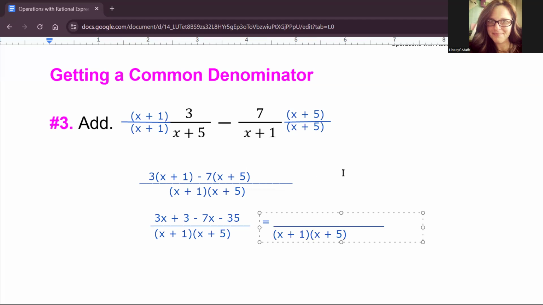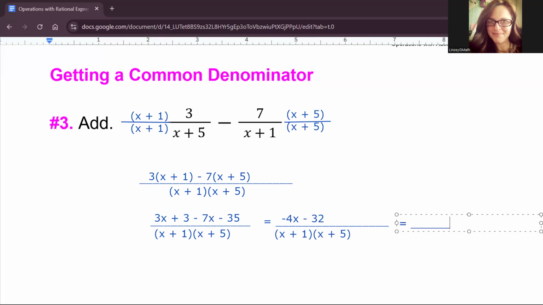And we'll combine like terms. 3x minus 7x, negative 4x, and then minus 32. And then you could leave it like that depending on what your answer key wants. You could factor out negative 4, and you get x plus 8. All factors.